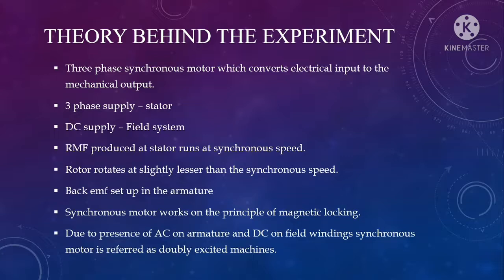This relative speed is responsible for the back EMF that is set up in the armature. This back EMF is opposite to the supply voltage. The synchronous motor works on the principle of magnetic locking, and due to the presence of AC on the armature and DC on the field winding, this synchronous motor is referred to as a doubly excited machine.